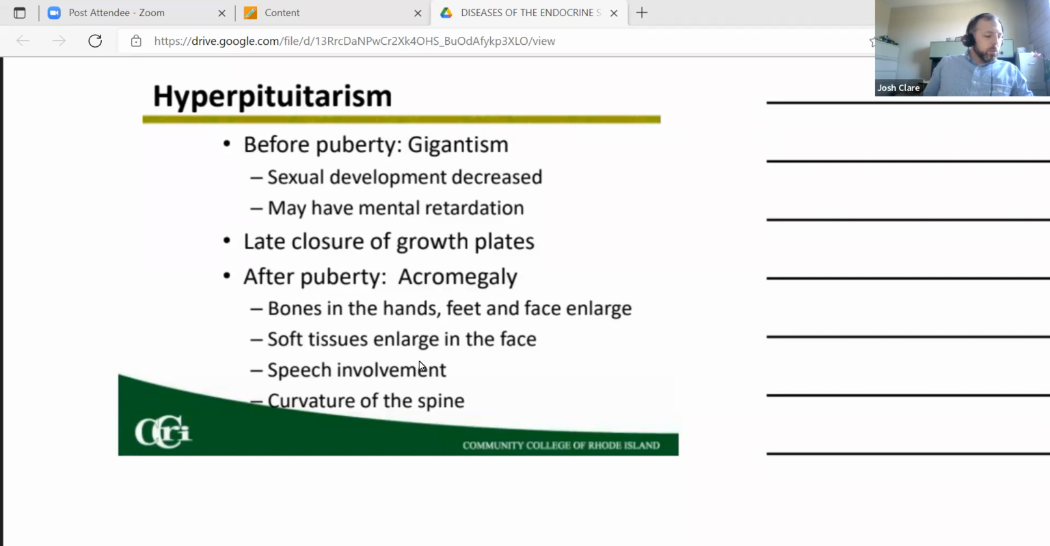If hypersecretion starts after puberty, it will result in acromegaly, where the individual will have obtained their full height, but the bones in the hands and face will enlarge, and the soft tissues will enlarge in the face as well. There's an overgrowth of the jaw, so there might not be good dental alignment. Chewing may be involved. Overgrowth of the tongue can cause speech involvement, and overgrowth of the vertebrae can result in curvature of the spine.